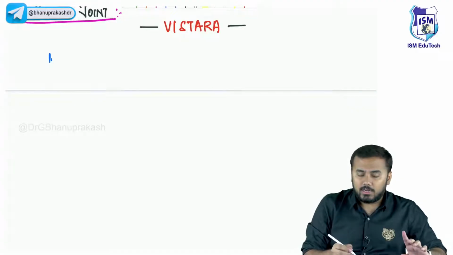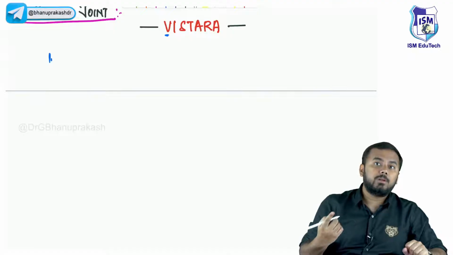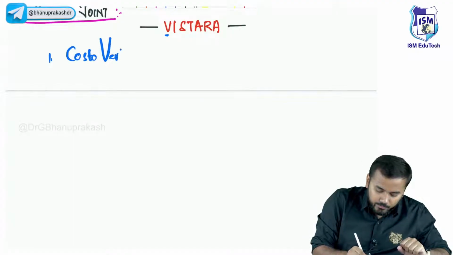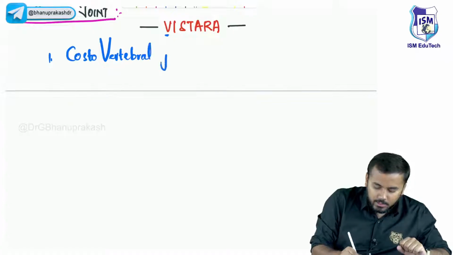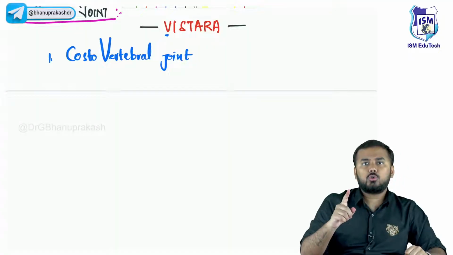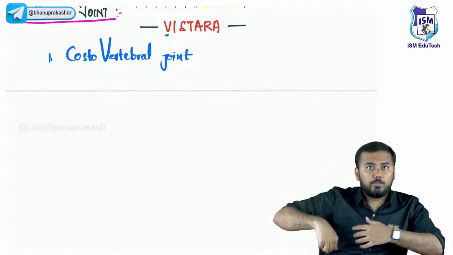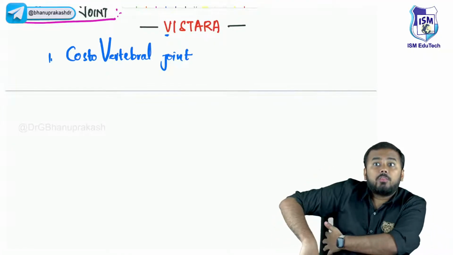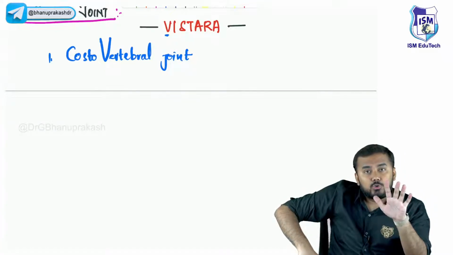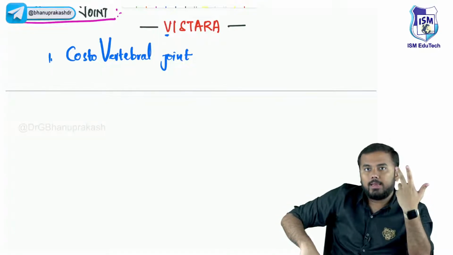Now, the first thing in Vistara, the first letter stands for V. What does V stand for? V stands for vertebral joint. What vertebral joint? Costovertebral joint. Now, what do you mean by costovertebral joint, guys? Costo means ribs. Vertebra are the vertebra. So the ribs are attached to the vertebra on the back, you know it, the rib cage. So the joint between both of them is the costovertebral joint, and that is your planar joint.